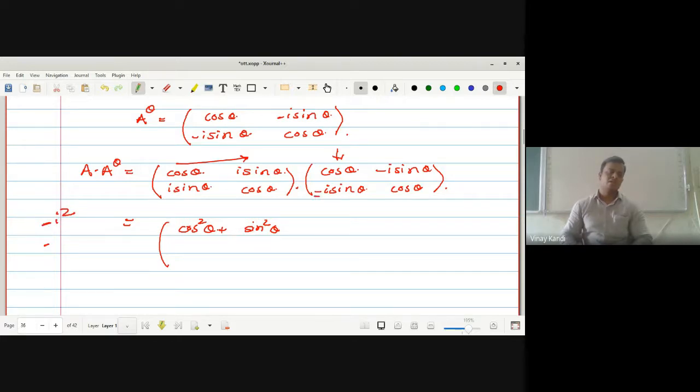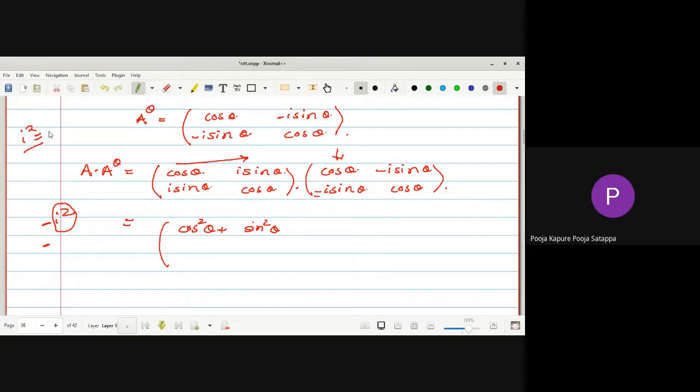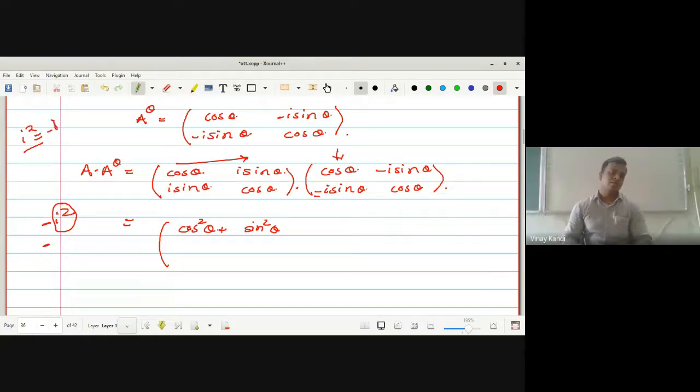But what is the value of minus I square? What is the value of I square? I square is -1. Okay, what is the value of I? Square root of -1. So here we get -1, and minus minus gives +1. So here +1. That is cos square theta plus sin square theta. This is the first entry.